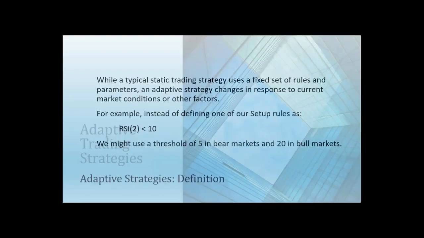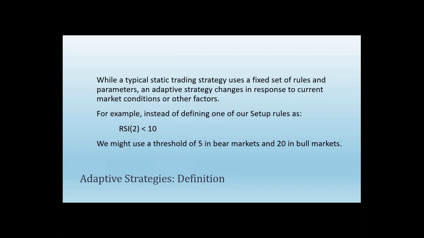All right, so adaptive trading strategies. Typically when we develop a static quantified trading strategy, we somehow arrive at the conclusion that one particular set of parameters is our favorite, and that's the one we're going to trade in live trading going forward. The difference with an adaptive trading strategy is that it can change the parameter values, the thresholds basically that we're using, based on current market conditions or other factors.